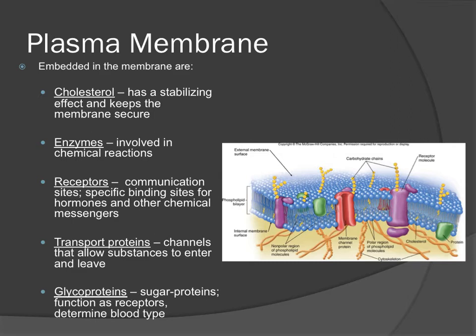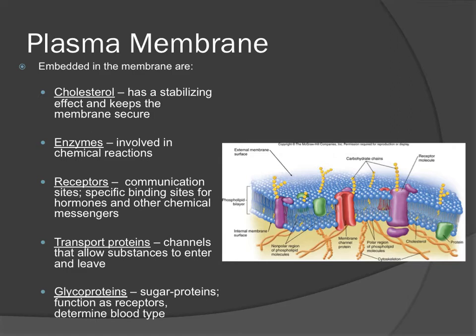Enzymes are involved in chemical reactions. So we're going to talk a little bit more about enzymes in each chapter. Well, we mentioned enzymes in chapter 2, the chemistry chapter. So we learned how enzymes are used to start chemical reactions without being changed themselves, and they can go on and start other reactions in the body.